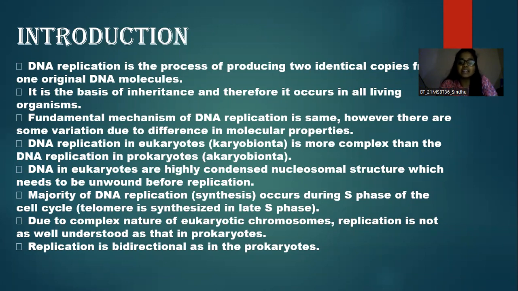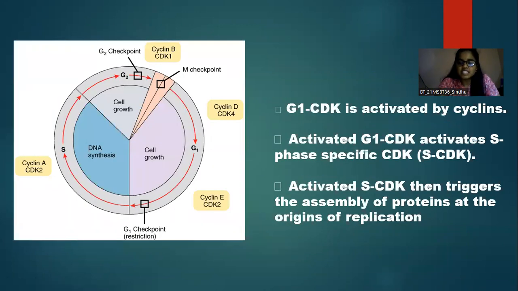Eukaryotic replication is bidirectional, same as in the process of prokaryotes. Now, as we can see here, let's understand the process of replication first. Replication occurs when G1-CDK molecules are activated by cyclin. Activated cyclin molecules activate S-phase specific CDKs, which are present in the S phase. Then this S-phase CDK triggers the assembly of proteins, and this assembly of proteins initiates the replication.